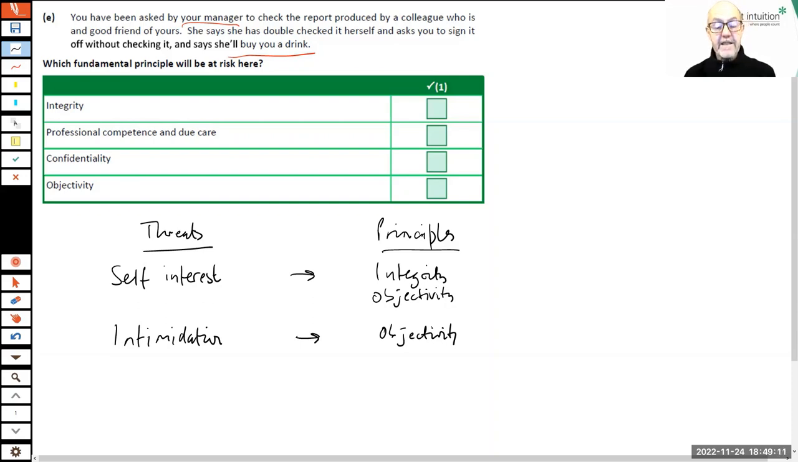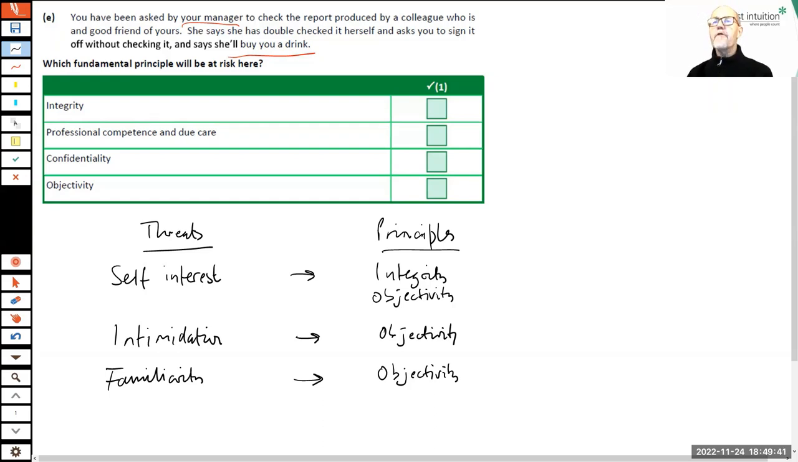The other threat is that plainly your manager is not a stranger, nor is the colleague. You know them. Yeah, she's all right. My mate in the other office, she knows what she's doing. She's pretty good. You can depend on her. And if you start thinking, oh, it'll be fine, that's a familiarity threat. Again, that would point to objectivity, because although you don't really want to fall out with your colleague, you haven't got a lot to gain by going along with it.